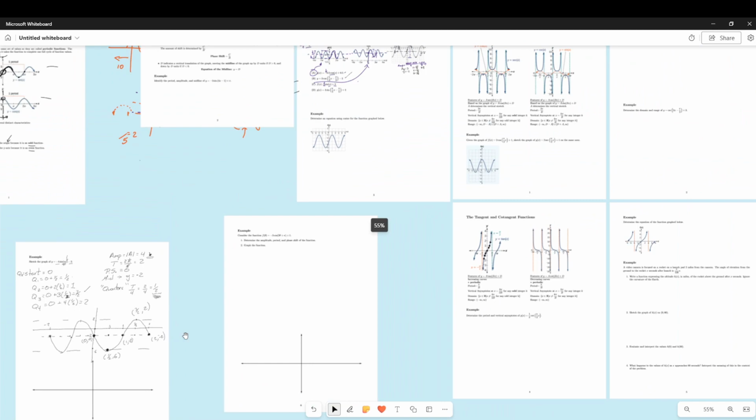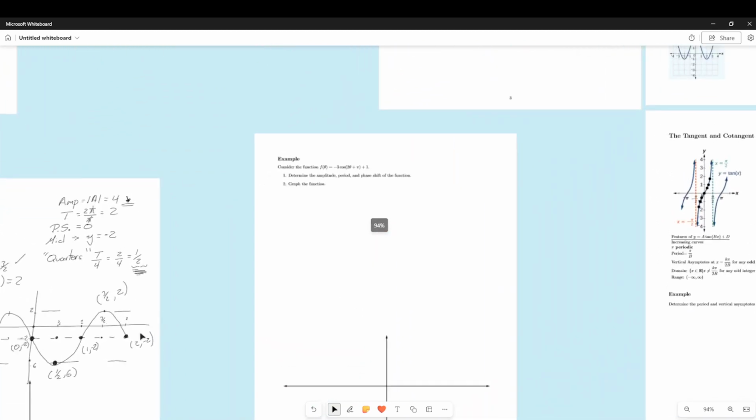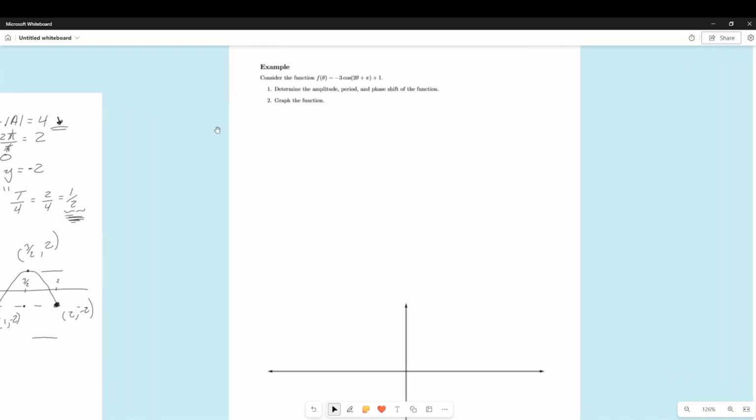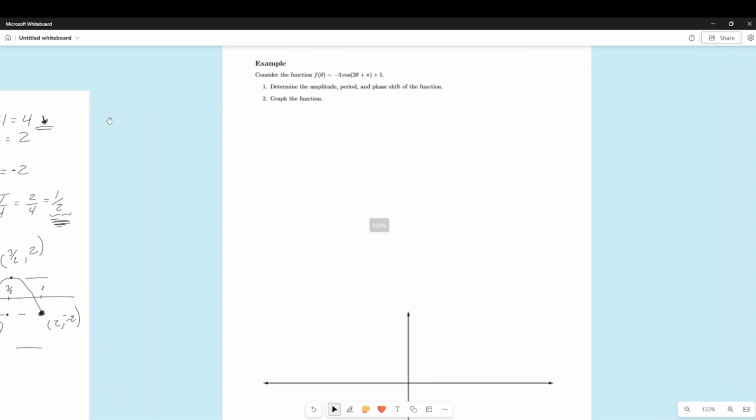Let's see. Yep, that's the last one. Okay. So, got cosine this time, that's good. Determine the amplitude, period, and phase shift. This one has a midline change too, so we'll do all of them.